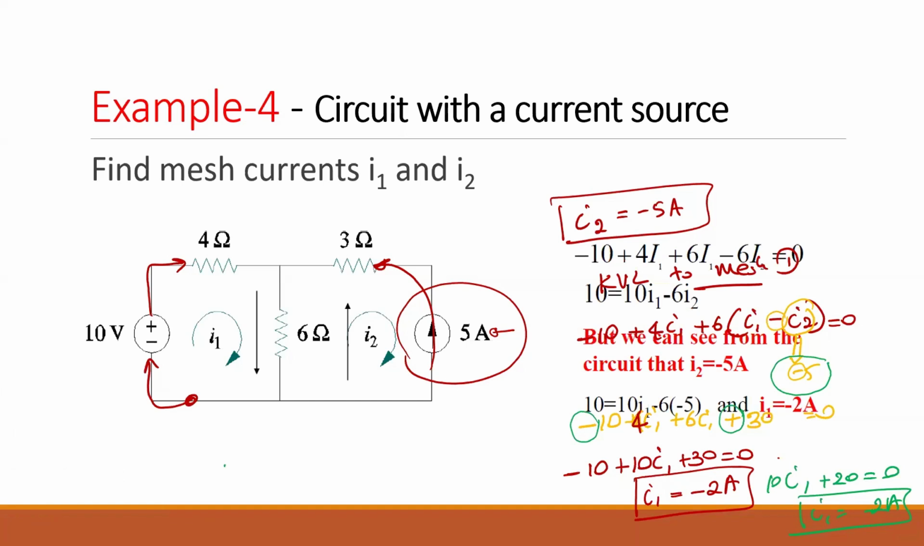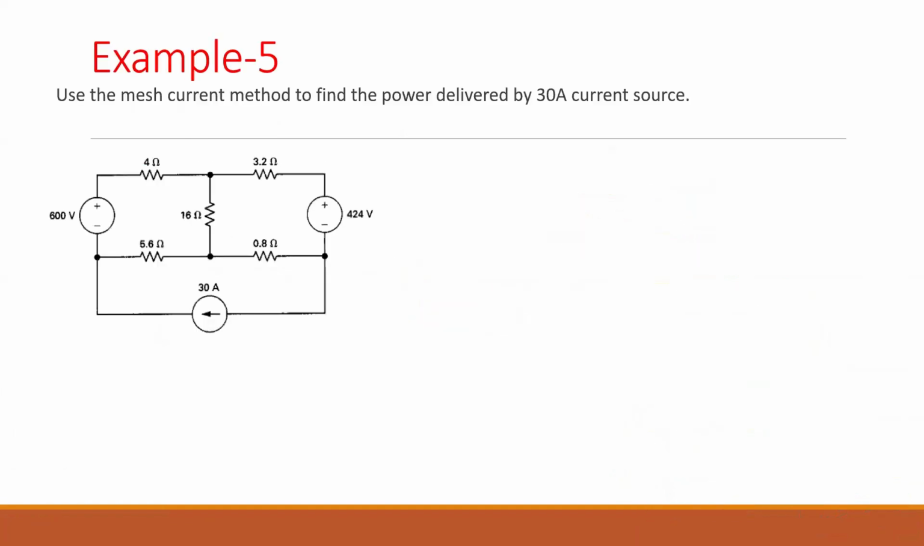Okay, so we know that. Okay, here it is the same thing. We have 3 meshes in this case. So this one is I1. You can assign I2. Here you don't have to give I3. You can say this is 30 amps. So that's already known. So you write the equations in the same way. You simplify it and you can get the 3 equations or 2 equations because we have the mesh 3 current.